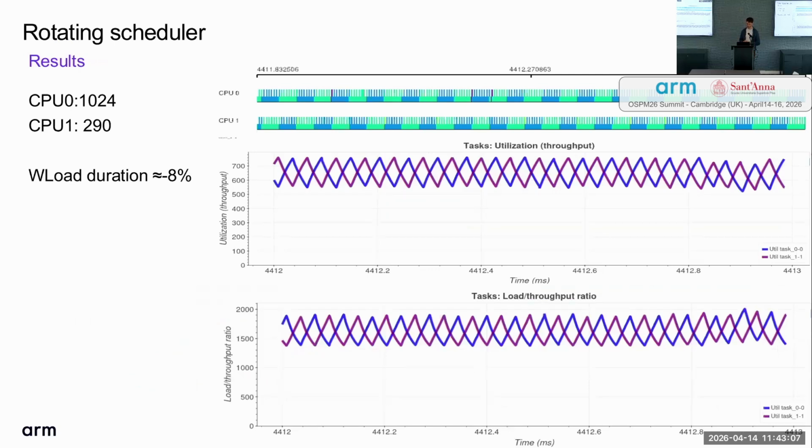If you start to do task rotation based on this signal, you can achieve something. It's the same example, one big, one little CPU, and you rotate tasks. This graph is the average throughput that each task is receiving. When the task is running on a big CPU, the throughput goes up. When the task is running on a little CPU, the throughput goes down. And we try to balance not the throughput that we receive, but the ratio of the load divided by the throughput.